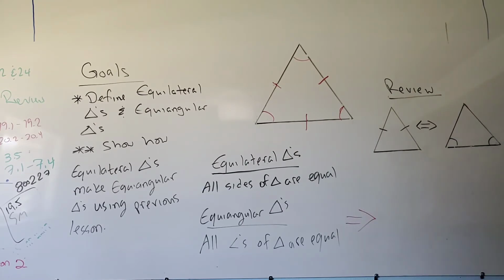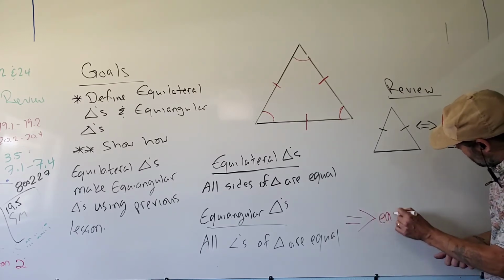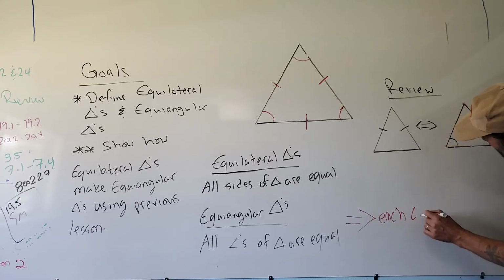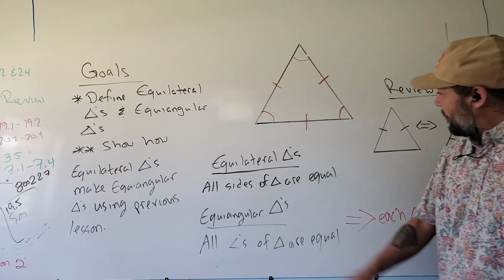So anyways, this finishes our second lesson. So let me just write that down. Each angle equals 60 degrees. All right. So that finishes this lesson.